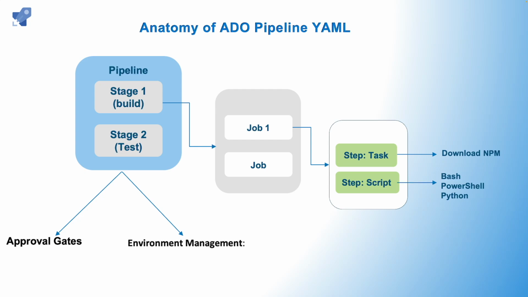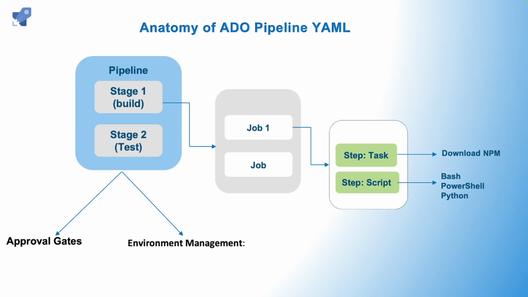A stage can have one or more jobs. Jobs are a unit of work that run on an agent. Basically, they're a group of steps that execute sequentially on the same agent. You can target different jobs on different agents for parallelism as well if required. For example, you have 3 jobs and they can be running in parallel. And that happens at the job level only.